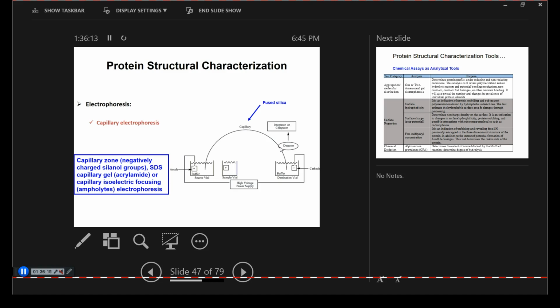Or you can have just fused silica, which has negatively charged groups, and the positive charges from the buffer will be attracted to the negative charges on the capillary. Then all of your proteins will be dragged with the positive charge. So you separate positive first, then negative, and then neutral. Then they go through a detector similar to an HPLC detector, so you can actually quantitate.